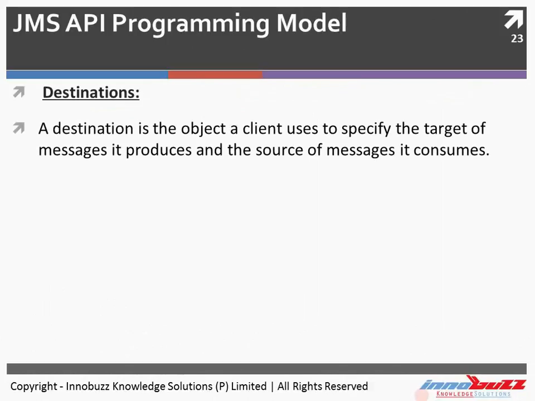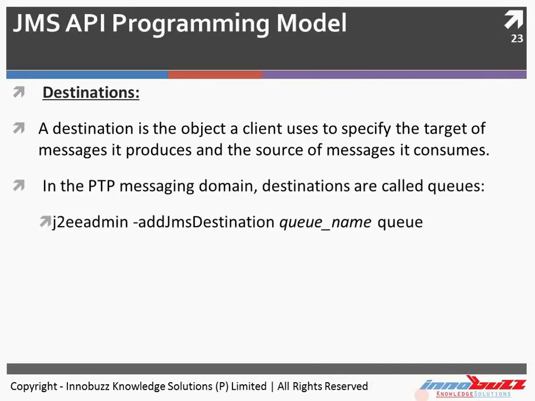There are destinations. A destination is the object a client uses to specify the target of messages it produces, and also it is the source of messages it consumes. As we have seen in the programming model, a destination will always act as a source for messages to be produced and also to be consumed, once it receives or sends using consumers and producers. In the point-to-point messaging domain, destinations are called queues.